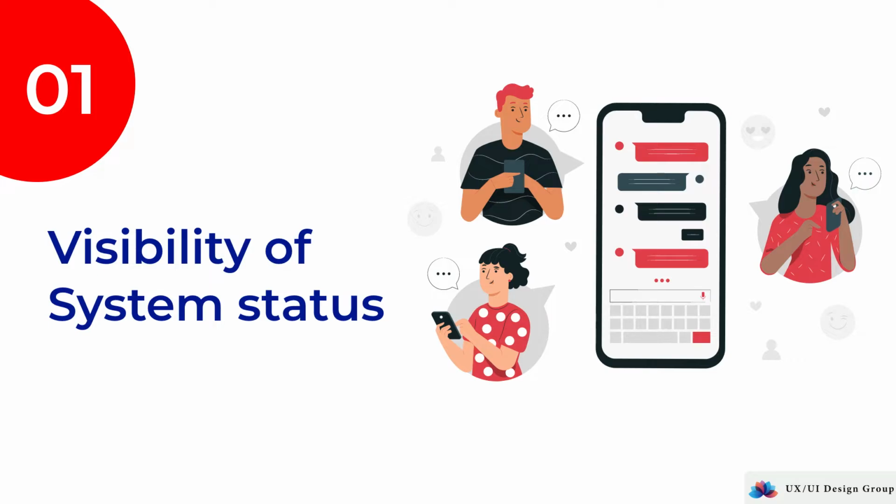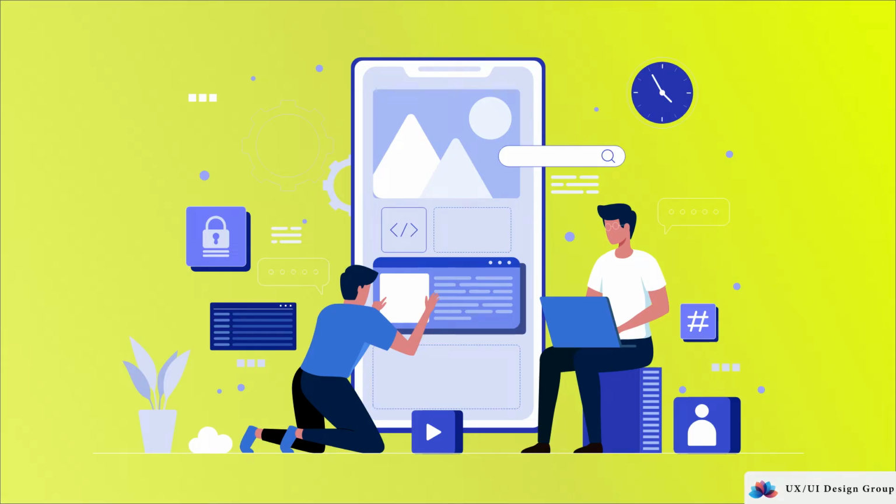So, in today's video, I will cover the first heuristic evaluation method, which is visibility of system status. So, what is visibility of system status? Let's see. The system should always keep the user informed about what is going on with proper feedback within a reasonable time. It's like the system is interacting with the user.